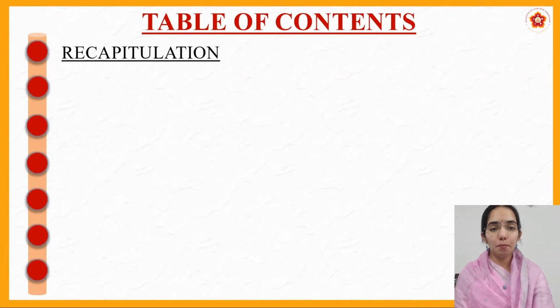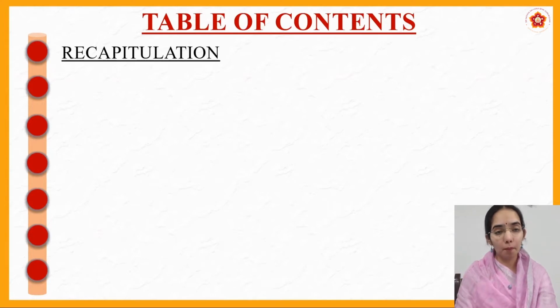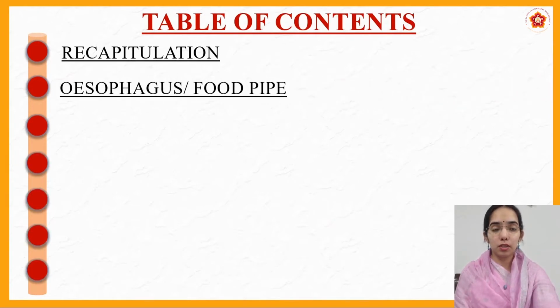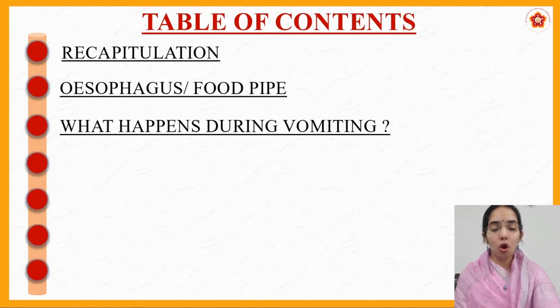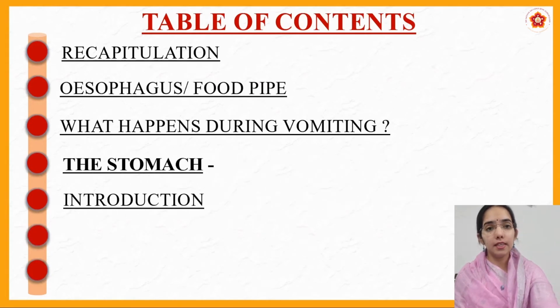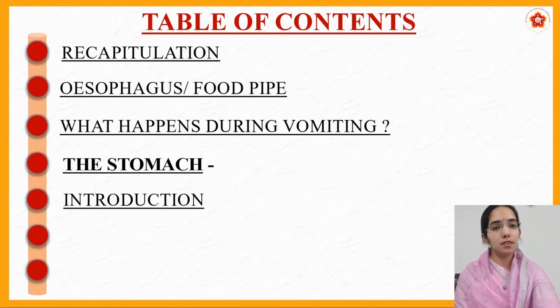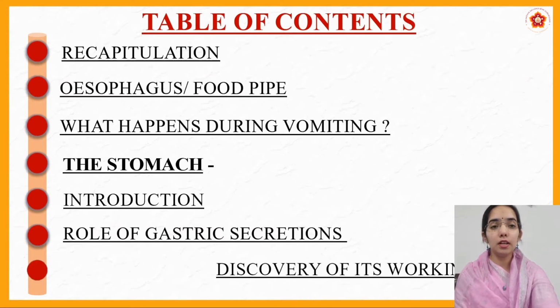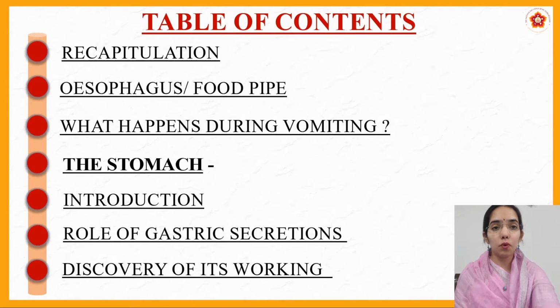Firstly, we'll be recapitulating about a few topics that we have studied previously. Then we'll study about the esophagus or the food pipe. Then we'll learn what happens during the process of vomiting. Then we'll study about the stomach, and in stomach we'll learn what are the various roles of the gastric secretions, and we'll see how the working of stomach was discovered.